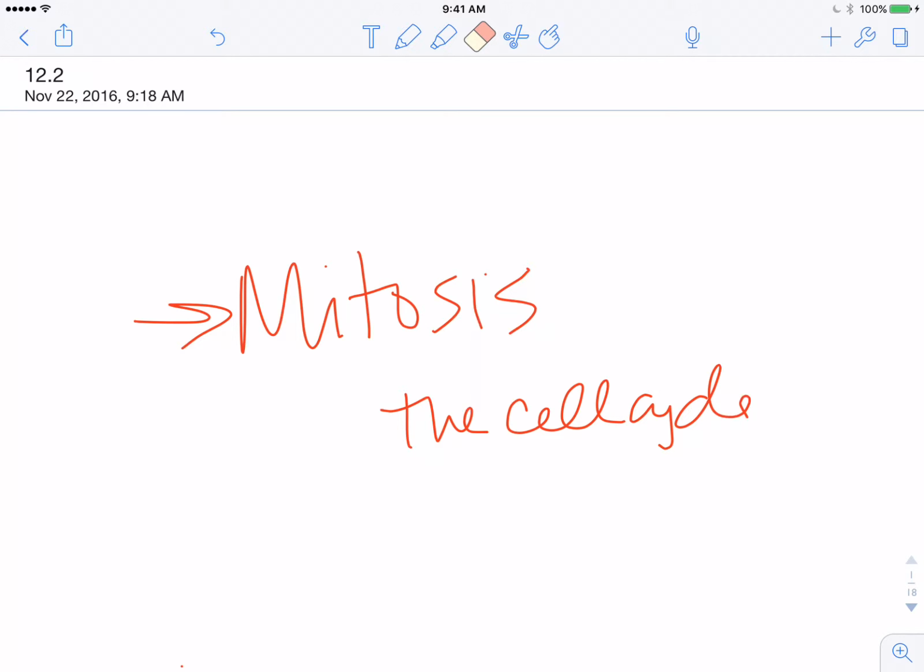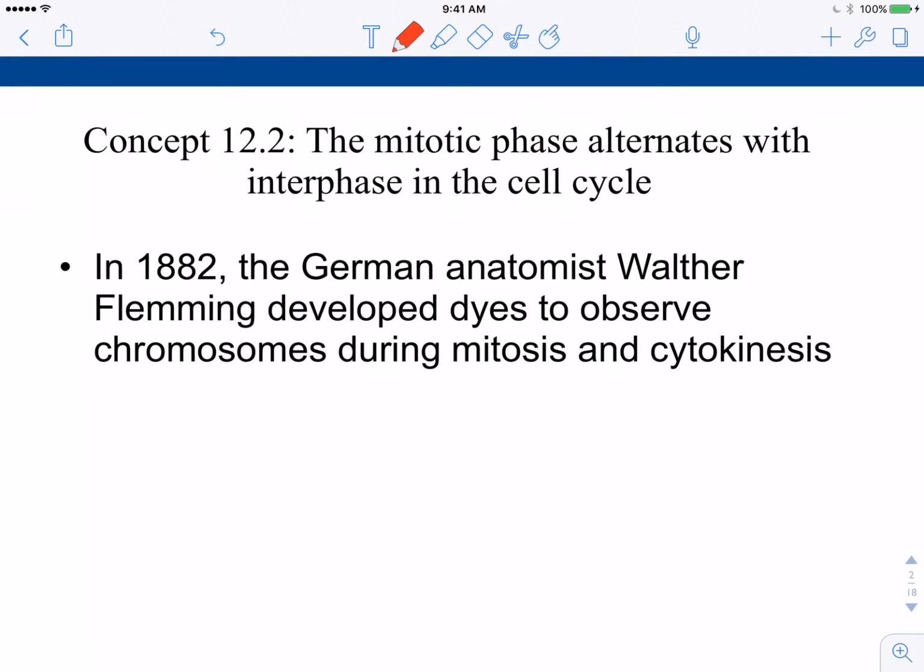Chapter 12, we're going to look at mitosis, which was first observed in 1882 by German anatomist Walther Fleming.